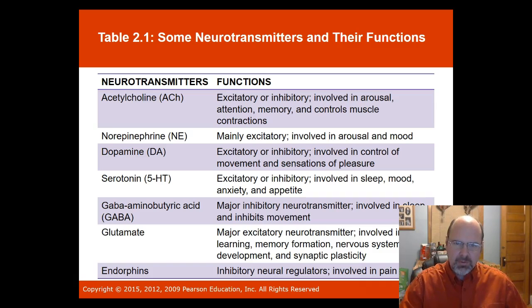And then there's endorphins, which is an inhibitory neuroregulator. It's involved in pain relief. So endorphins are a natural pain reliever, also known as endogenous morphine or natural pain relievers.